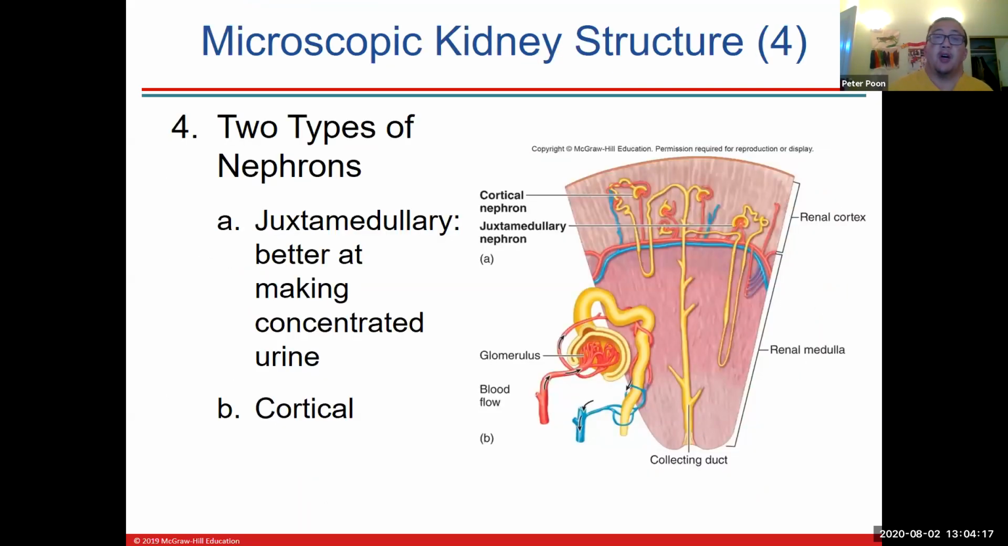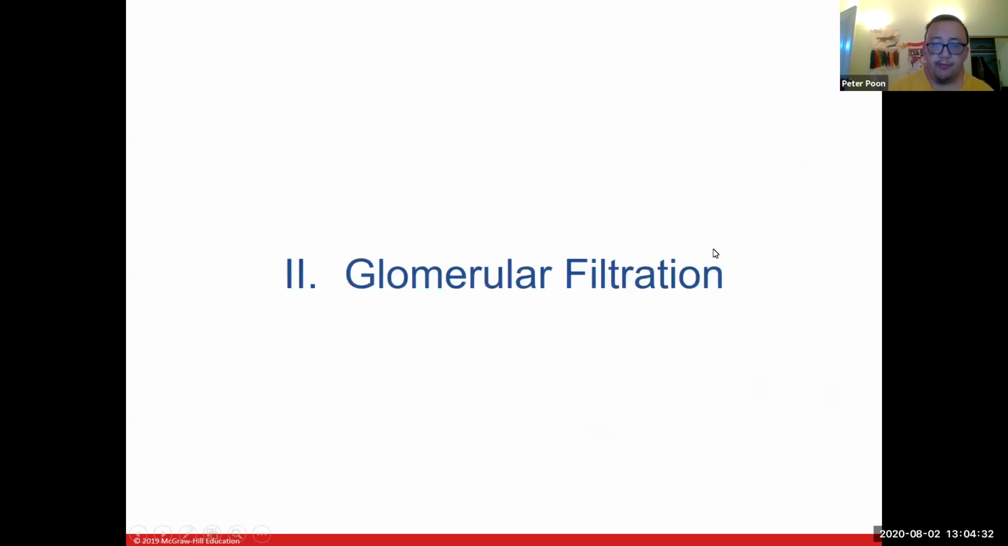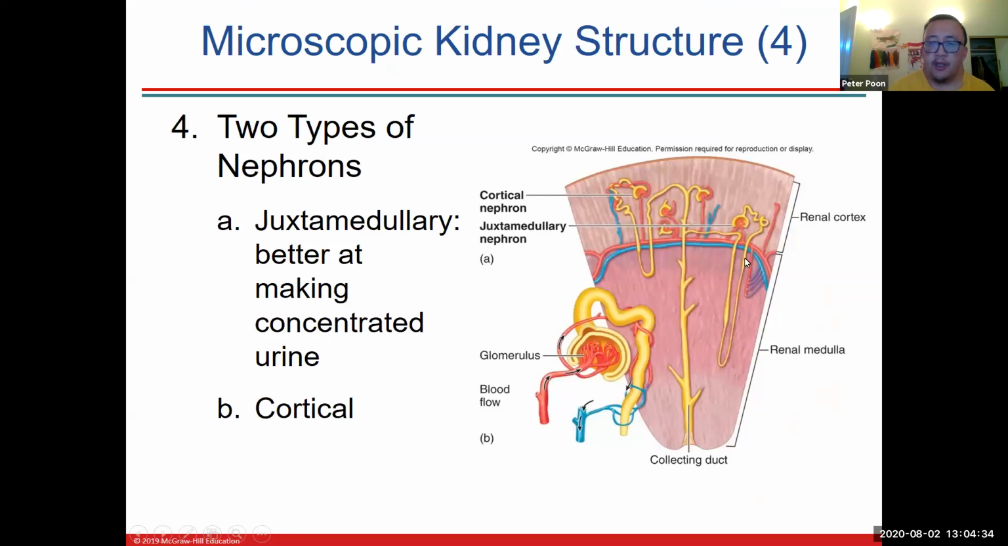Okay, first of all, there are two types of nephrons. There's cortical nephrons, okay? These guys are the cortical nephrons. See how they have a very short loop of Henle here that barely passes into the medulla, as opposed to the juxtamedullary nephron, which goes all the way down, okay?